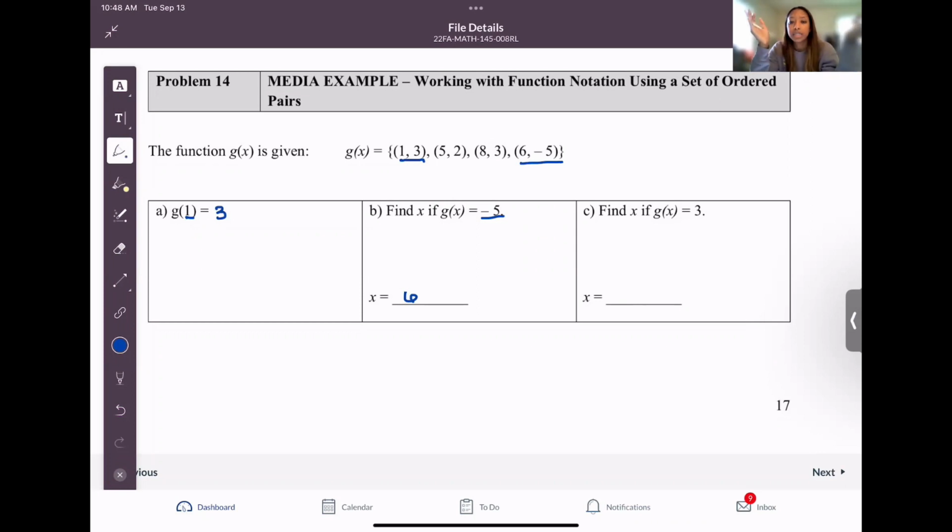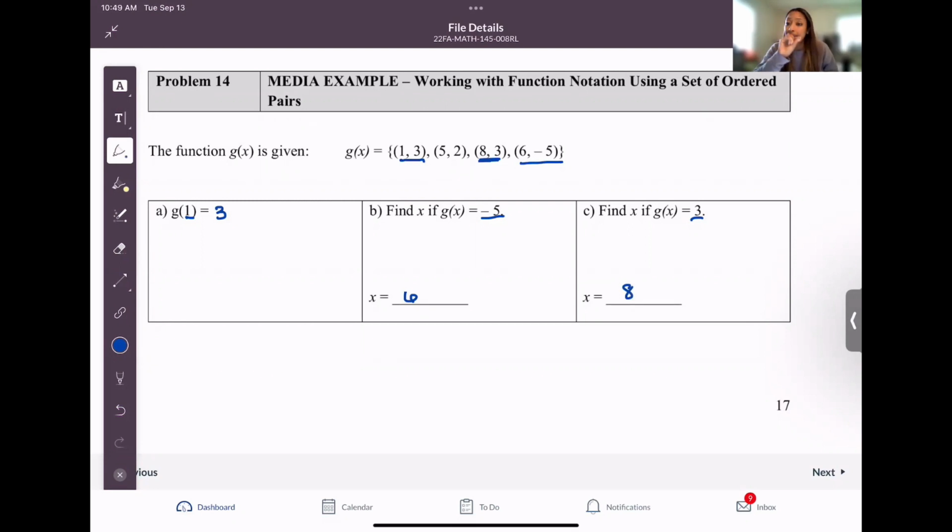And then last one, C, we're doing the same thing as B. We're given the output, g of x equals 3, and then we want to figure out for which of these ordered pairs, or for what x value, the output is 3. And we see that that matches up with this ordered pair, 8, 3. So x would be equal to 8 when g of x equals 3.